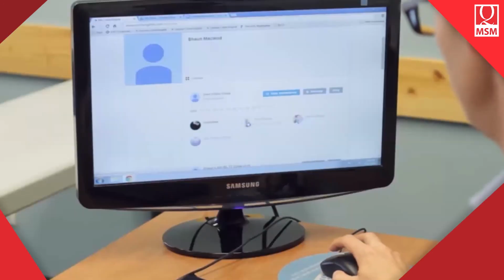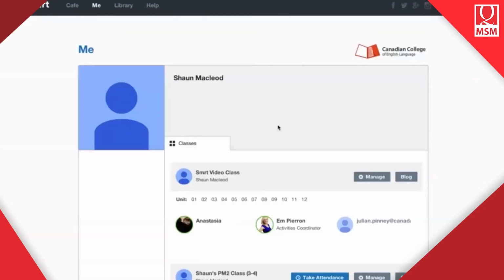Once the students have arrived, I can take attendance in Smart. If a student arrives late to class, I can easily adjust his or her attendance in Smart. And once the attendance is adjusted, we can start class and I can engage the students in a discussion based on a topic from the cafe. The cafe is a good source of discussion material because it's current and updated daily.